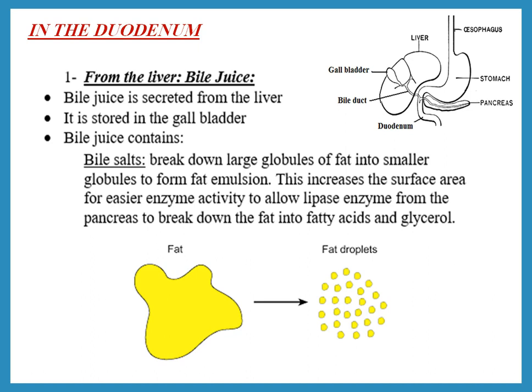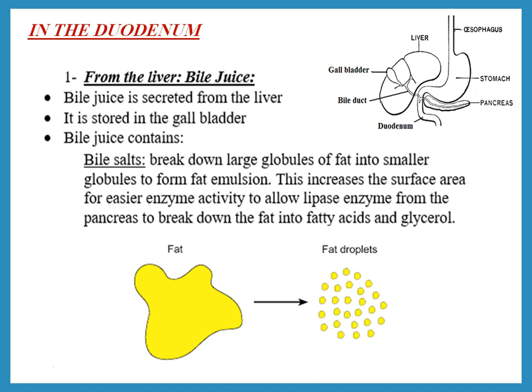the large pieces of fat, large globules of fat, into smaller globules. This is called fat emulsion. So it forms fat droplets or fat emulsion. This is because now we are increasing the surface area, so when the enzyme comes to act on it, it will be able to break it up.